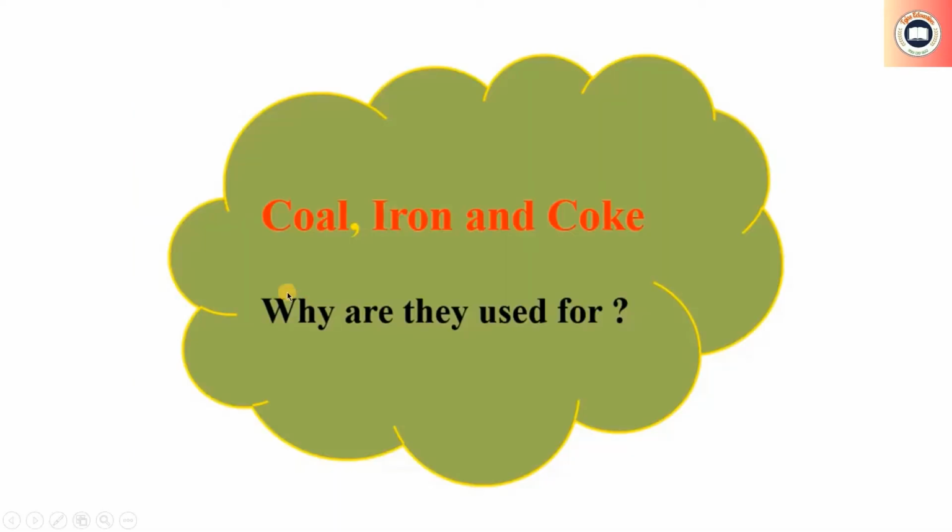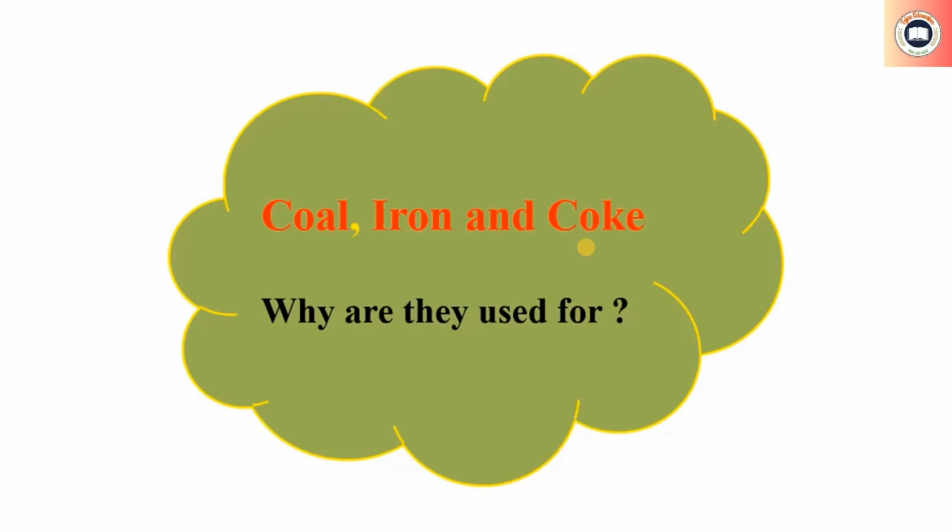Children, here you can see three words: coal, iron and coke. Do you know what they are used for? Coal was needed to make iron. Coal was also used to make steam on which the steam engines ran. The iron was needed to make steel. Both iron and steel in turn were needed to make many machines that we use today.